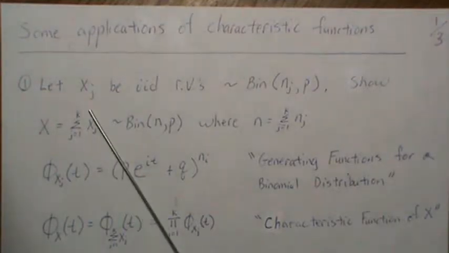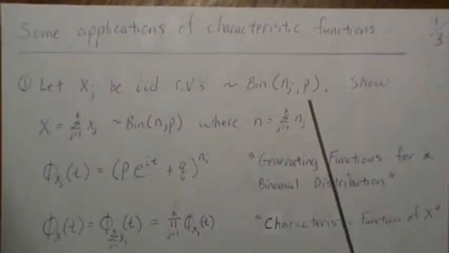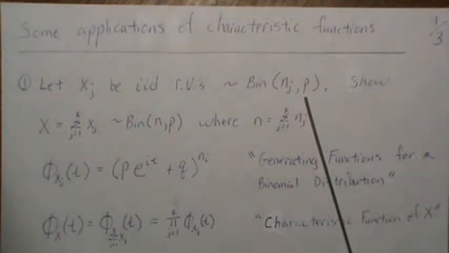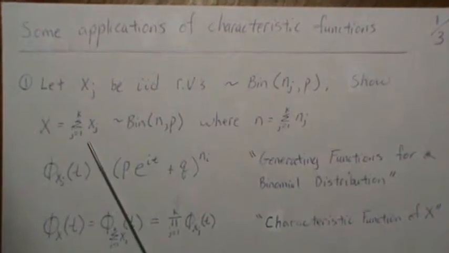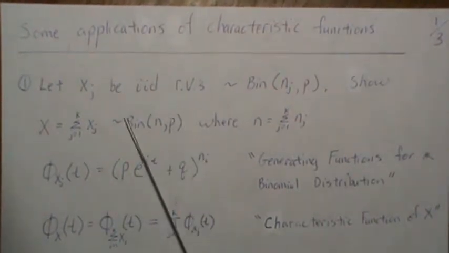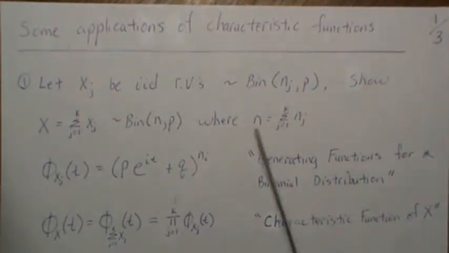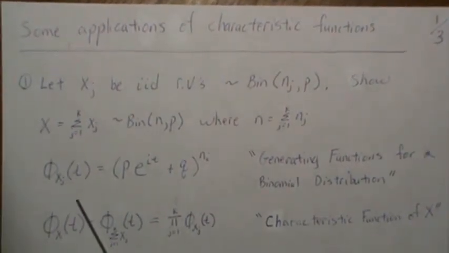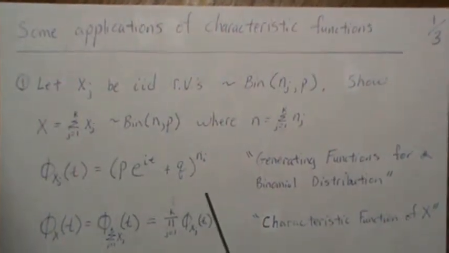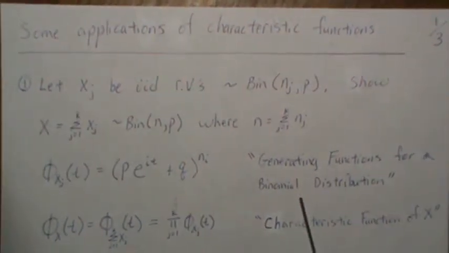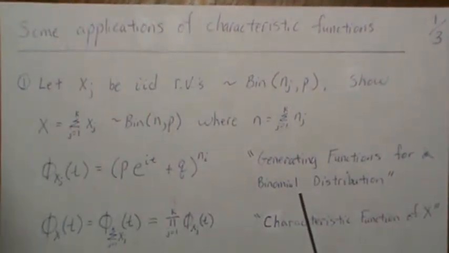So here we're going to let the Xi's be binomial random variables with n_j and a common probability p. And we want to show that the distribution of this sum is again binomial, where n is the sum of the n's and the p is the common p. Well, this here is the moment generating function for a binomial random variable, and you can look in my video titled Generating Functions for a Binomial Distribution.